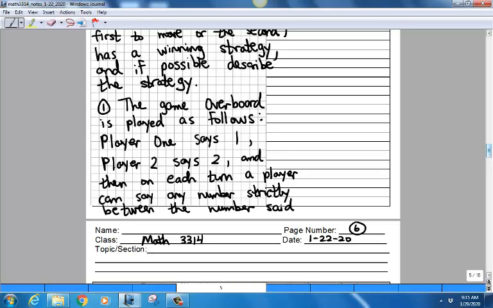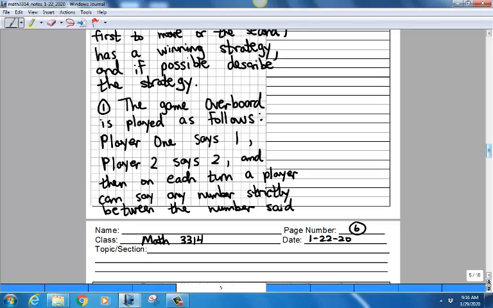And then on each turn, a player gets to pick a number strictly between the number that was previously chosen and its square. So when you get to the third turn of this game, that would be back to player one. It's got to be between 2 and 4. So again, it's kind of rote at this point. It would have to be 3. Now this is where it gets a little bit more fun, because now you're back to player 2.